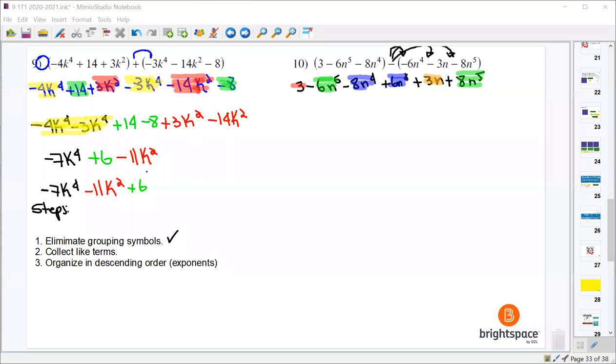So I'm going to collect like terms. 3, then green, minus 6n to the 5th. And the last one is going to be plus 8n to the 5th. Then let's continue with my blue color, minus 8n to the 4th, plus 6n to the 4th. And finally, the one that we were talking about that didn't have an exponent, plus 3n.